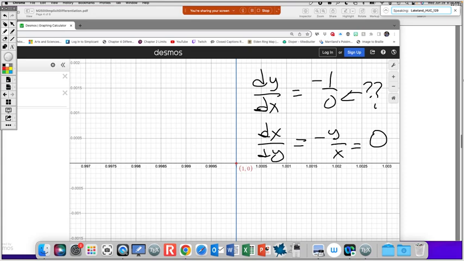You with me or not? Because, why is it 0? Because that's the rate of change of x with respect to y. And at that point, the x isn't changing, is it? The y is, but the x isn't. You with me or not? That's what makes it a vertical line. Okay?